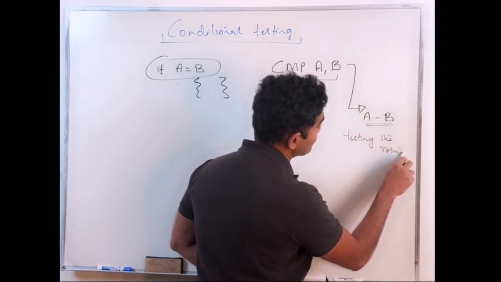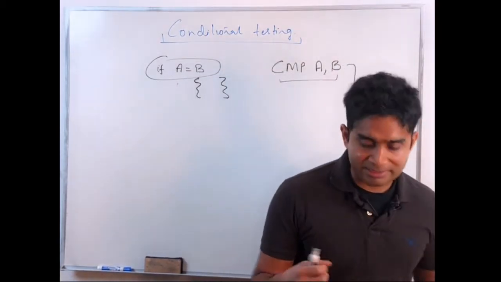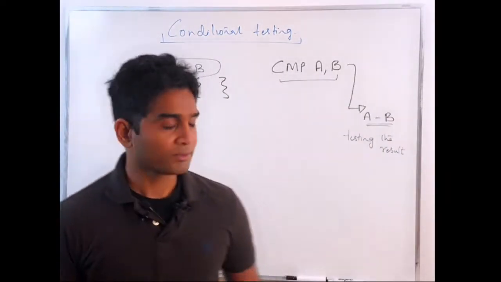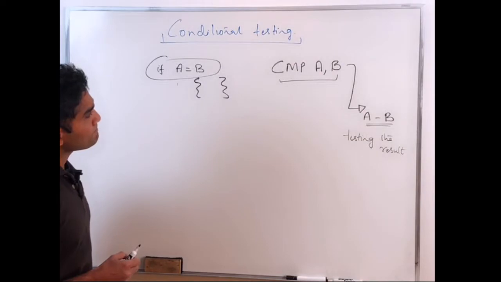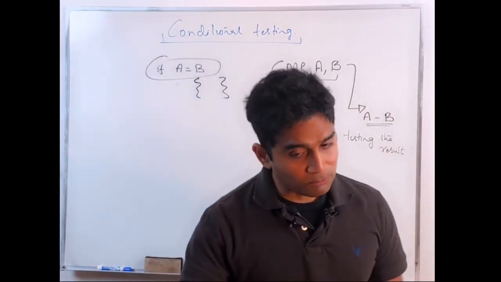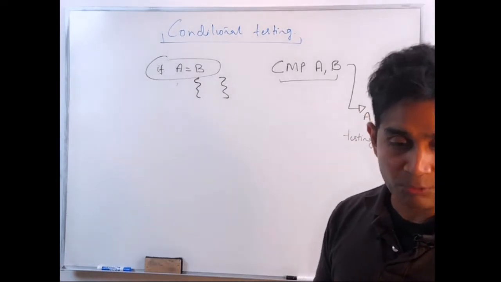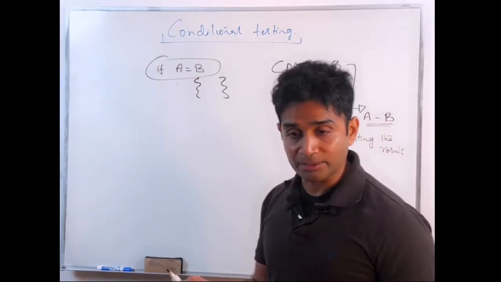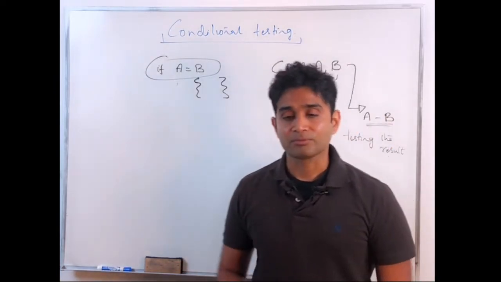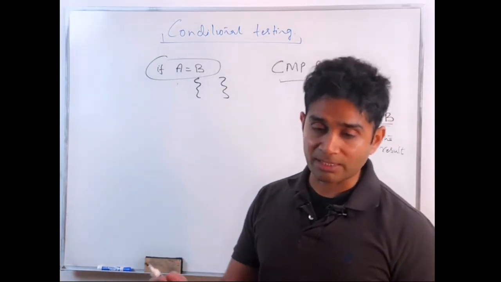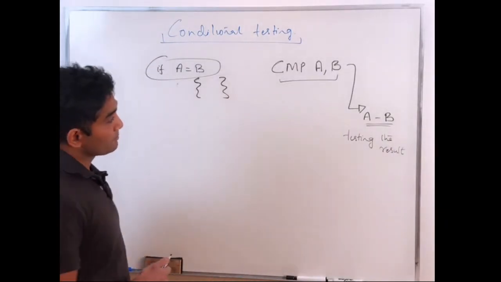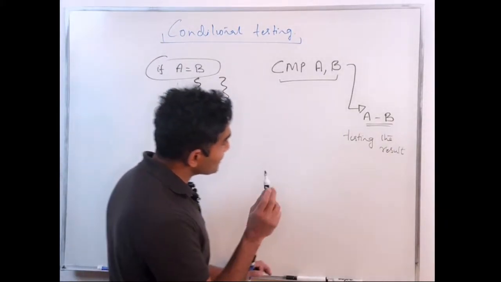I'm not really interested in the magnitudes of A and B. What I'm really interested in is the A minus B operation. A minus B can be 0, in which case A is equal to B. A minus B can be larger than 0, in which case A is larger than B. A minus B can be negative, in which case A is less than B. So all of those conditions may happen. So how do I test the result?